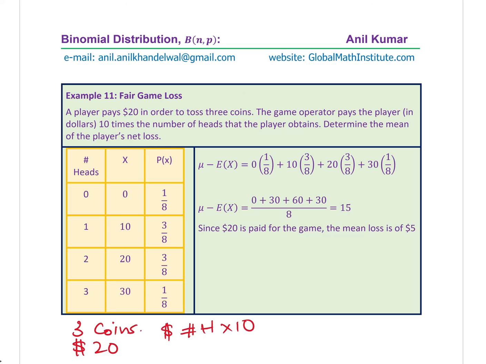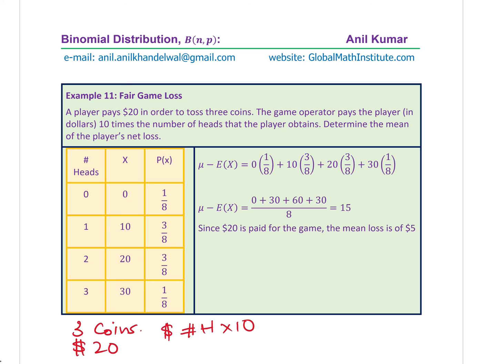Correct. So the criteria here is if there are no heads, then you don't get any money back. Correct? 0 times 0 is 0. If you get one head, you get $10, two heads, $20. That means you even out. Correct? So $20 you paid and you even out for $20. If three heads, you get all three, whose probability is 1 out of 8, right? Will be $30. So these are the probabilities of getting one head, two heads, or three heads, correct? So multiplying with the probability, we get the expected value.